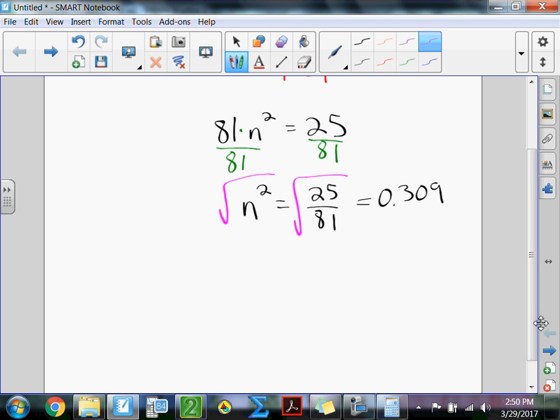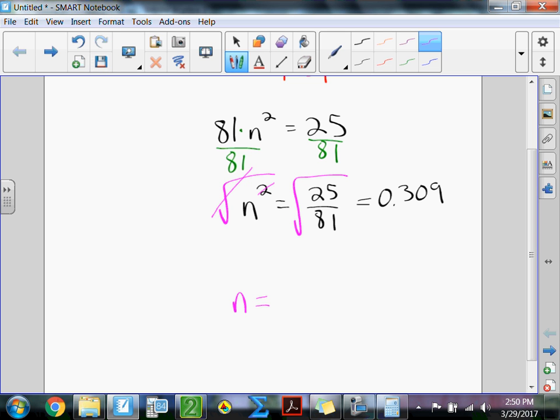The square root is an inverse, so it cancels out the squared. The square root of n squared is always just n. So you don't have to type anything in the calculator. The square root of n squared is n. I do need to use my calculator for the rest of that.